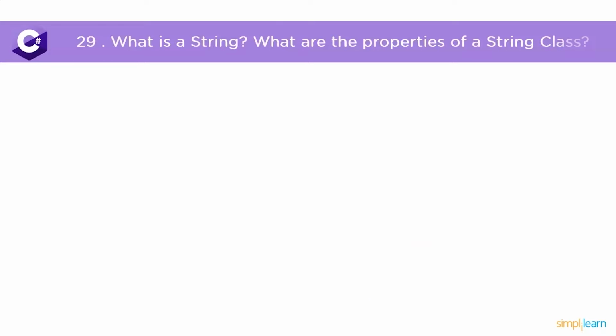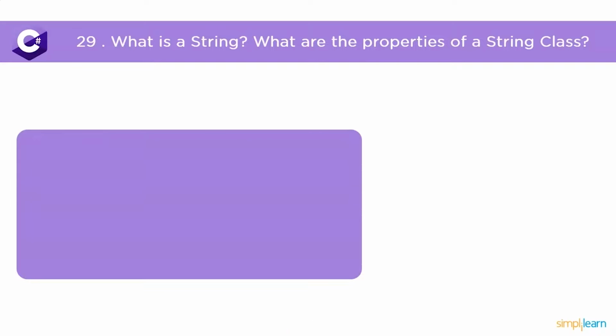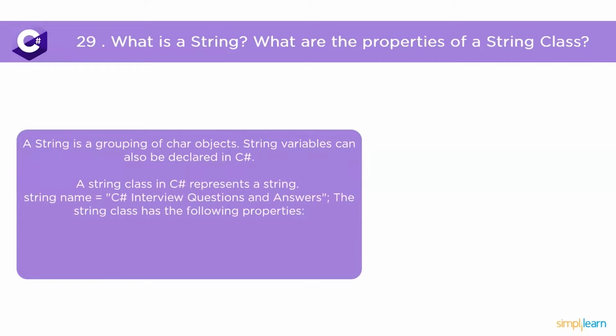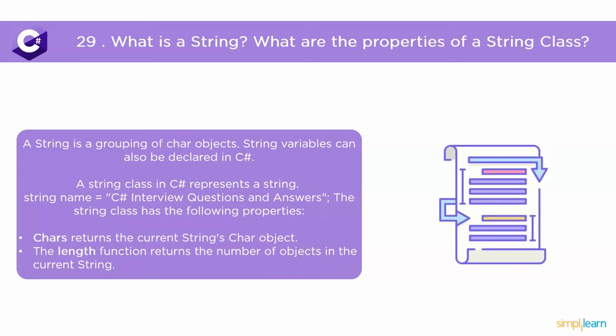Now the next question is, what exactly is a string? What are the characters of the string class? A string is a group of character objects, and string variables can be declared in C#. A string class in C# represents a string. In the following example, we have a string called name that is assigned the value C# interview questions and answers. The string class has the following properties. Chars returns the character object in the current string. The length property returns the number of objects in the current string.